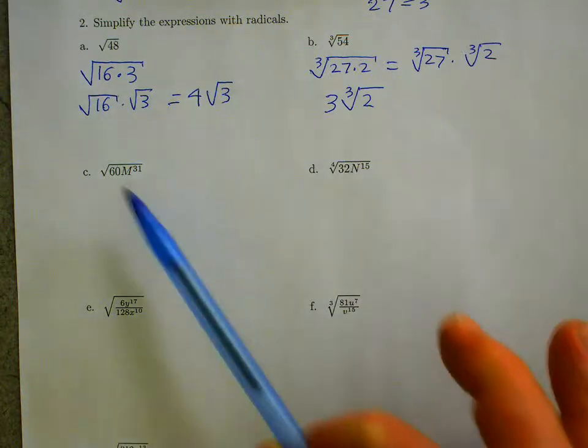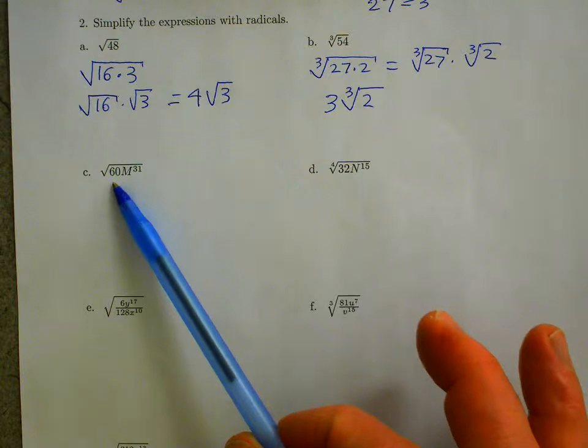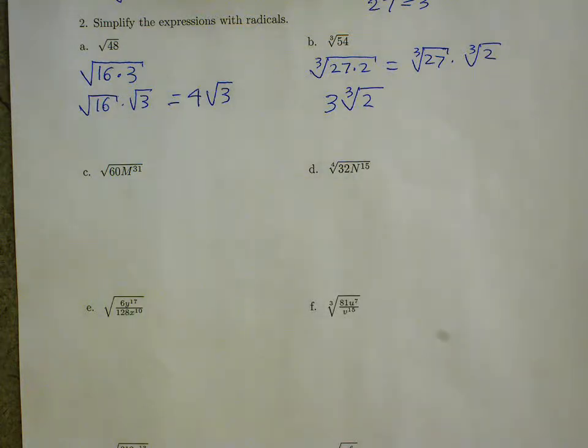So let's start with 60. What's the largest factor of 60 that is a perfect square? I haven't seen any correct answers on YouTube yet for the largest factor of 60 that's a perfect square.